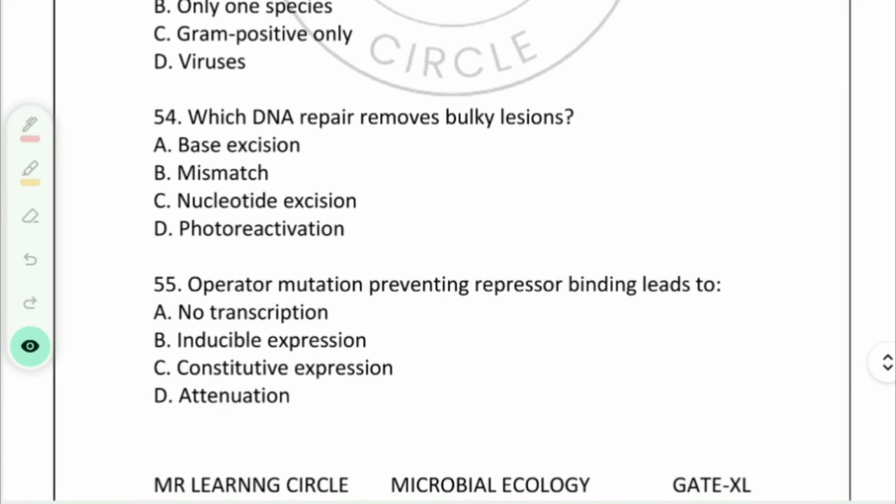54. Which DNA repair removes bulky lesions? Options are A, base excision, B, mismatch, C, nucleotide excision, and D, photoreactivation. Correct answer for this question is option C, nucleotide excision.